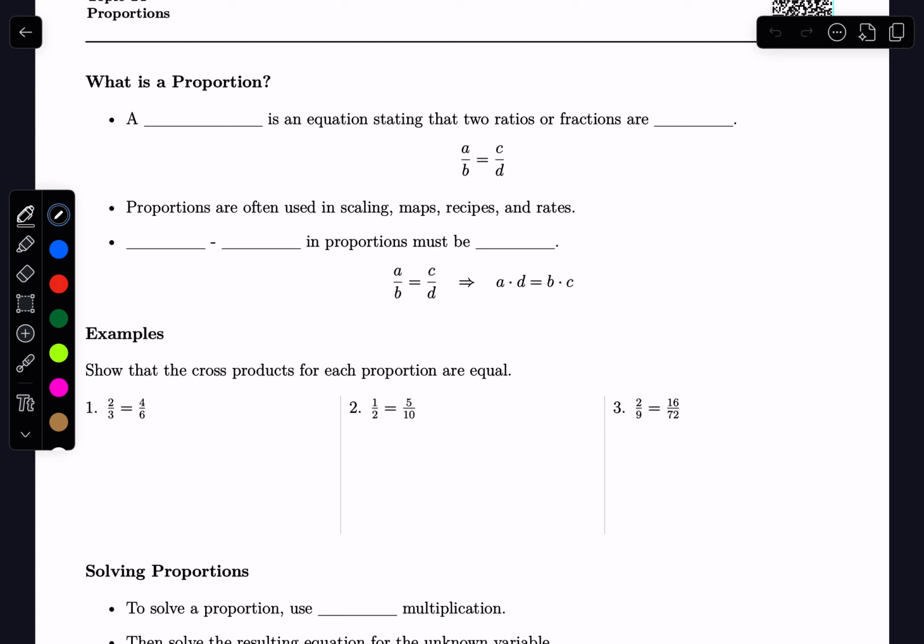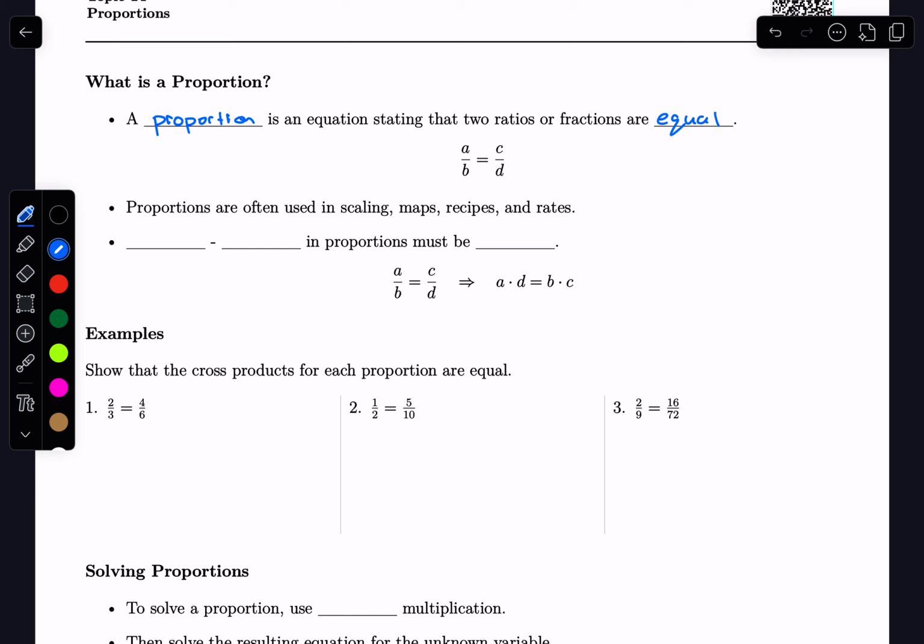So starting off, what is a proportion? And of course, I used the wrong color right away. Let's go with blue here. A proportion is an equation stating that two ratios or fractions are equal to each other. So we're going to have something that looks like a fraction equals a fraction. A over B equals C over D. Fraction equals fraction means it's a proportion.